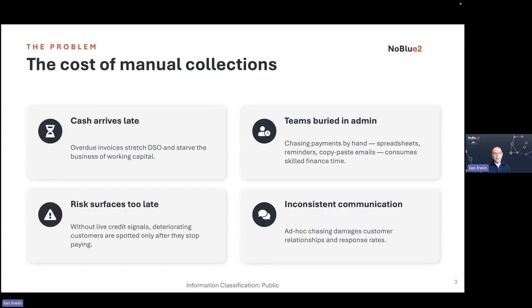So key problems that finance teams experience, obviously late cash arrivals, a lot of burden in terms of manual workload in chasing and processing collections, but also thinking about risks that surface around that and understanding financial health of customers and dealing with that appropriately. And also maybe some inconsistent communications. Manual processes inherently can be somewhat ad hoc and lead to behaviours from customers accordingly.